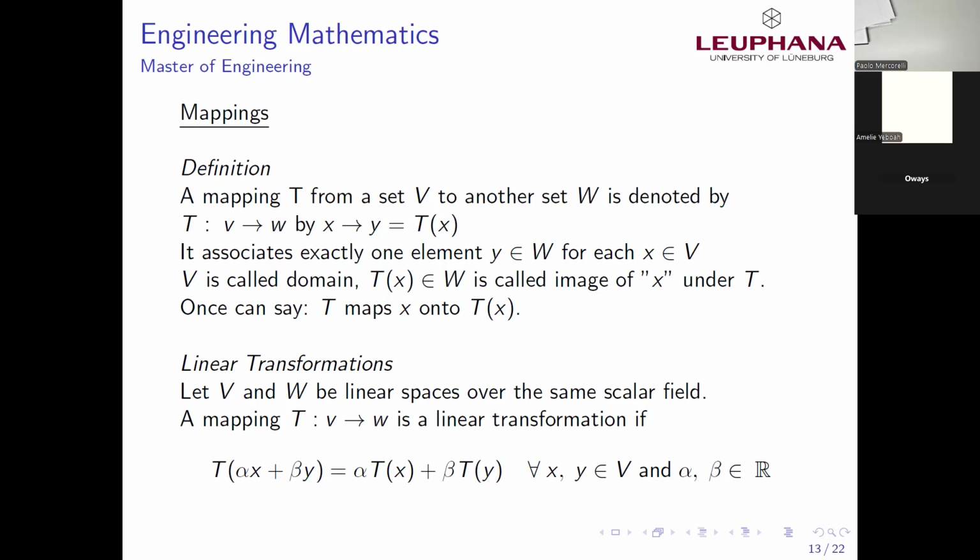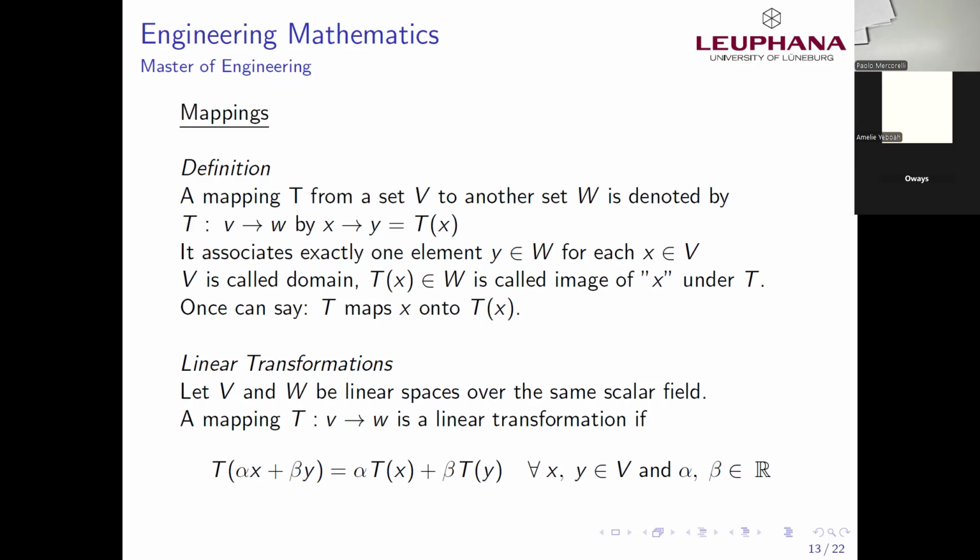We are speaking about a mapping T from a set V, which could be a set of vectors or a set of functions, to another set W. This means T from V to W. Very often we write V capitalized and W capitalized, but here it seems to be related to elements. I copy from a book.